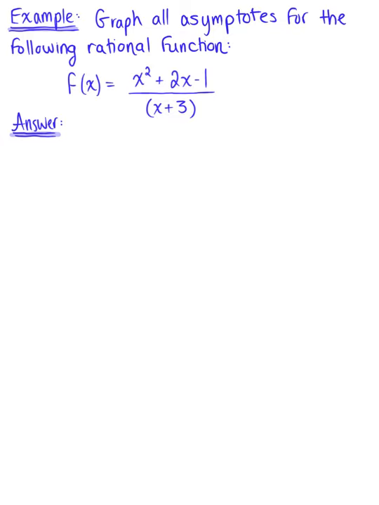So the very first thing that we want to do when we're graphing asymptotes or graphing a rational function is to check to see if this function can be simplified any further. And we do this by factoring the numerator and denominator separately.